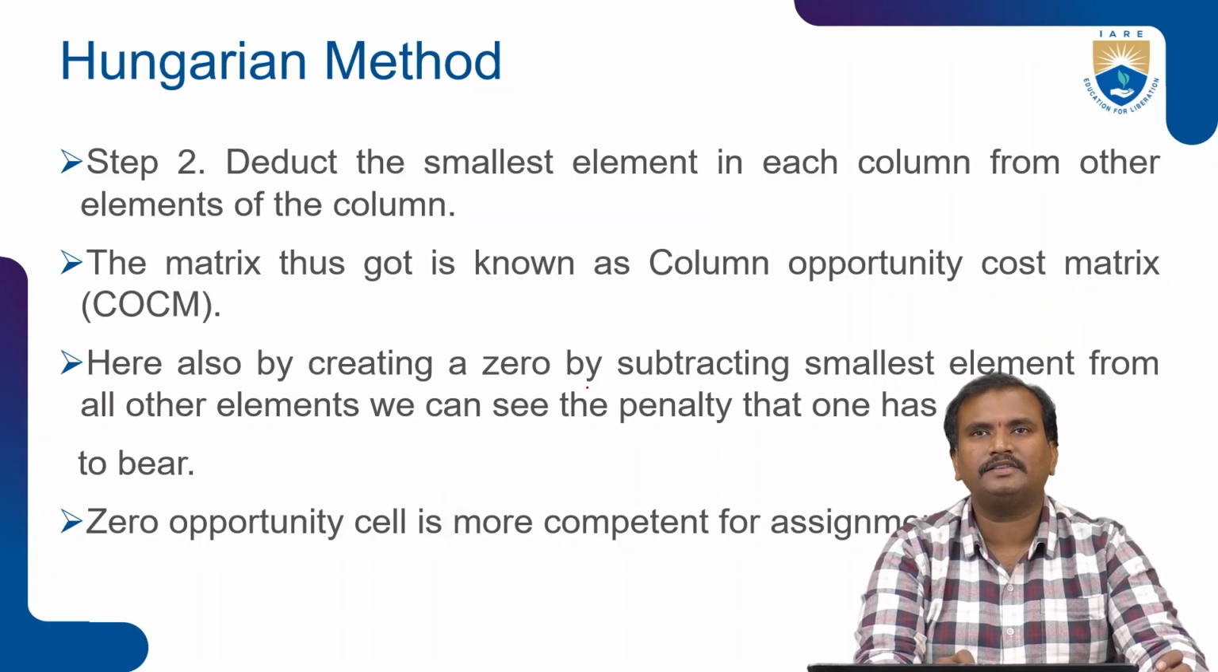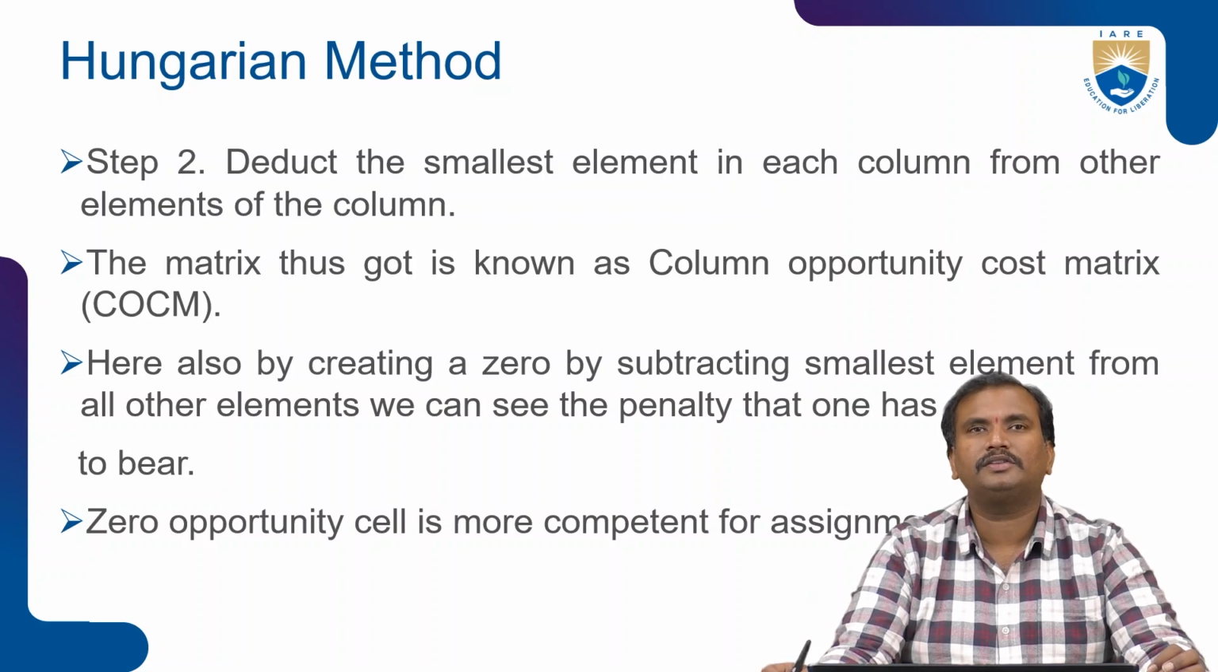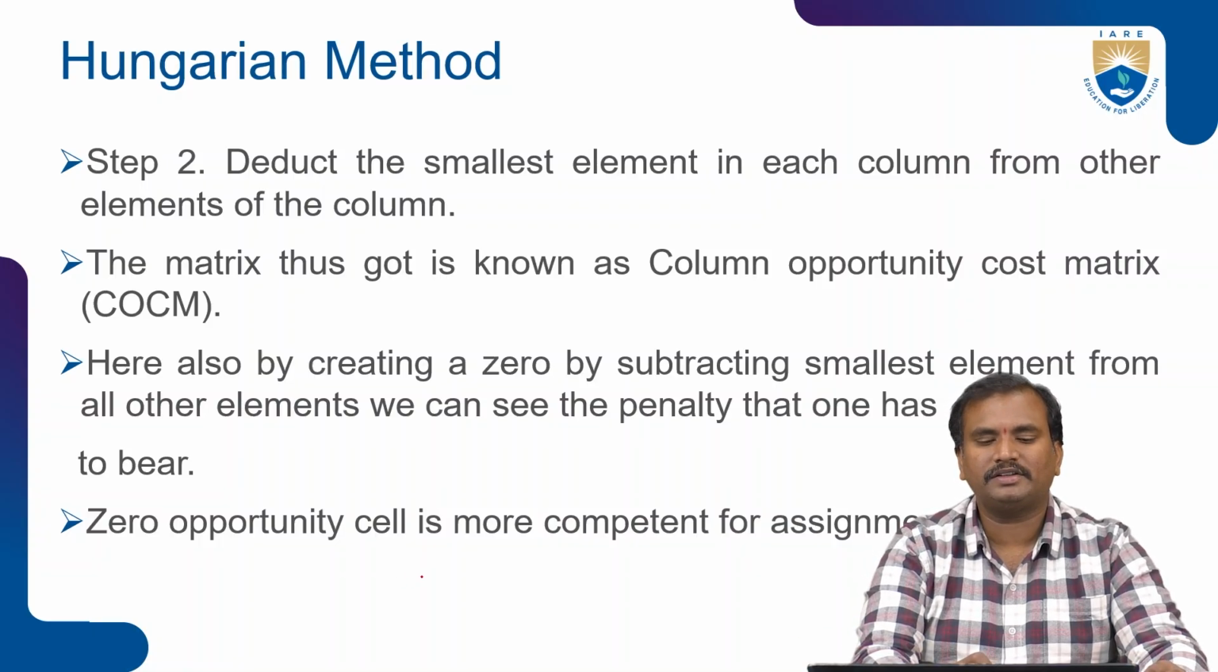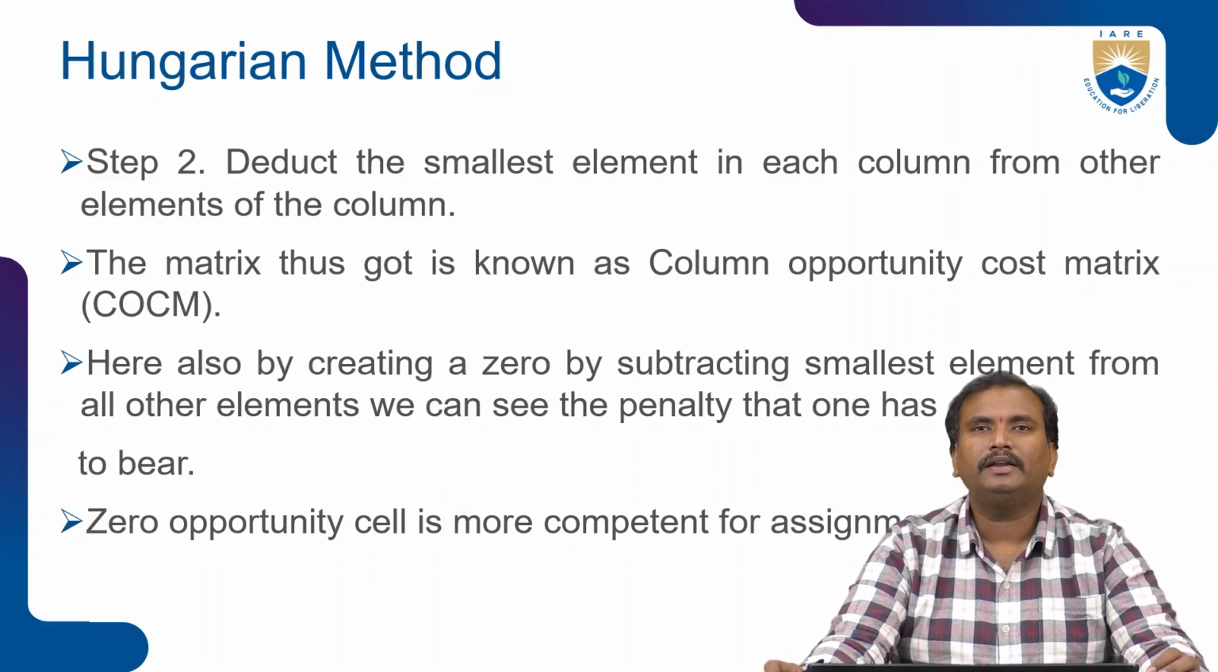Here also, by creating a 0 by subtracting the smallest element from all other elements, we can see the penalty that one has to bear, where 0 opportunity cost is more competent for assignment. Just as we got a 0 element in the table row wise, in the same way here also we may get at least one element as 0. So a 0 opportunity cell is more competent for assignment. Whatever 0 element is there is nothing but opportunity cost 0. So that is more competent for assignment or allocation.